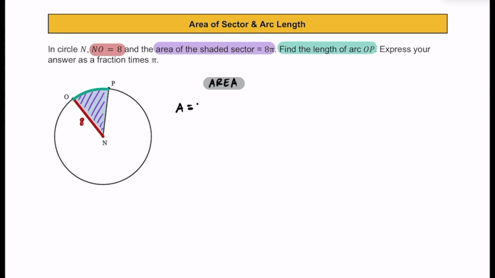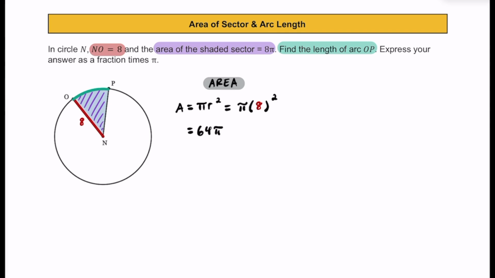We know the area of a full circle is going to be pi times r squared. In this particular case, we know that the radius is going to be 8, so it's really going to be pi multiplied by 8 squared, right? Let's go ahead and write that in. Now if we simplify this a little bit here, we know the area of this full circle is going to be 64 pi.